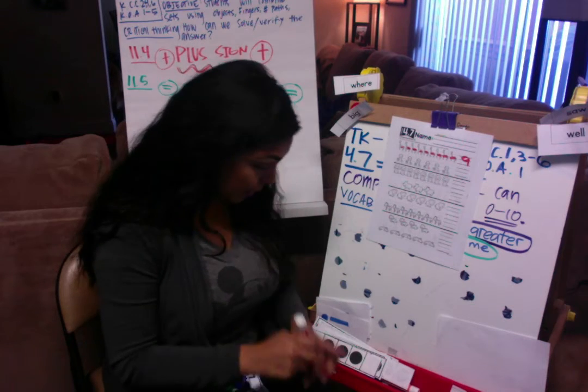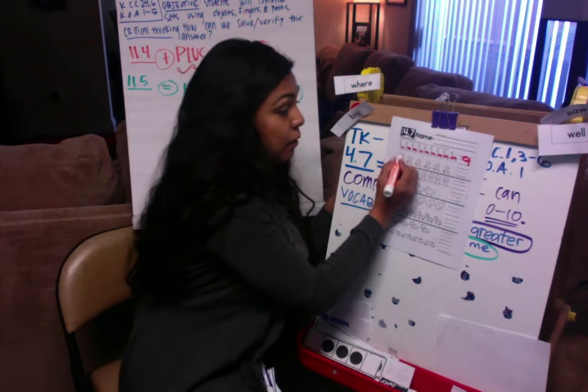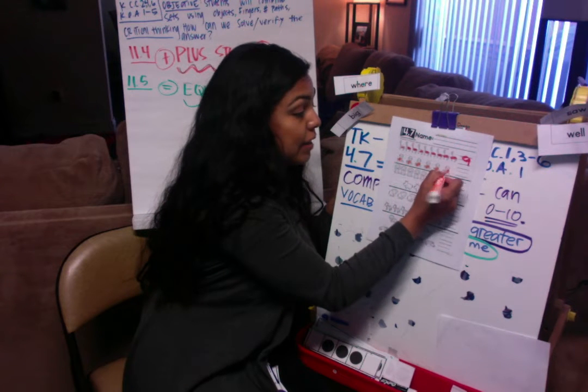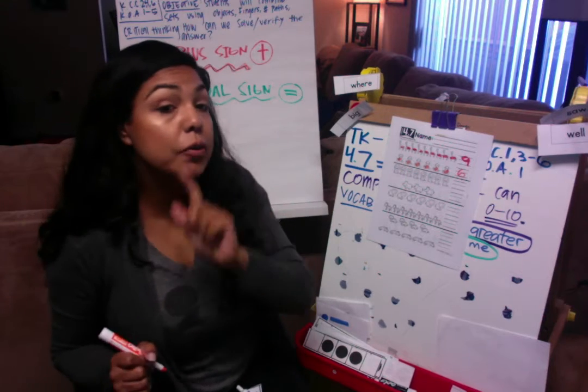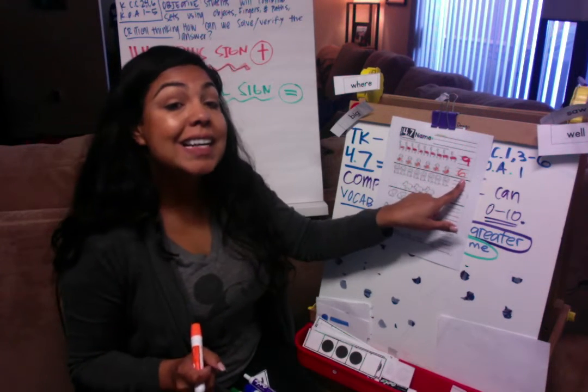Now with my orange, I'm going to count my monkeys. You're going to help me count with me. 1, 2, 3, 4, 5, 6. I'm going to write my number 6. Make sure you use your broken lines. All right, so I have 6 monkeys. So I wrote the number 6.